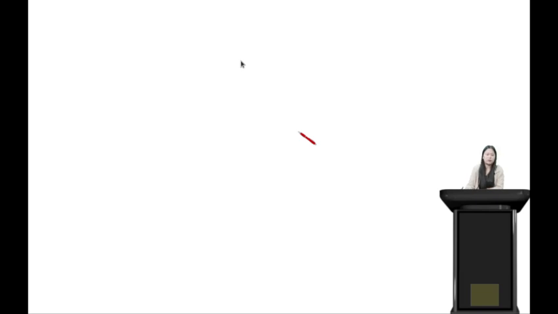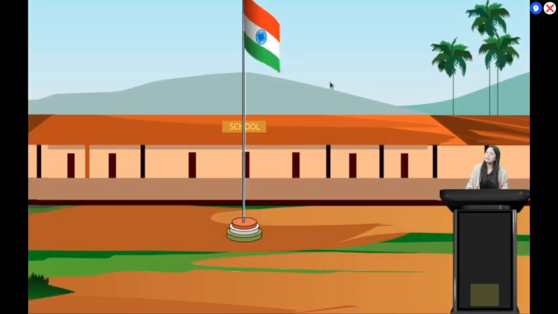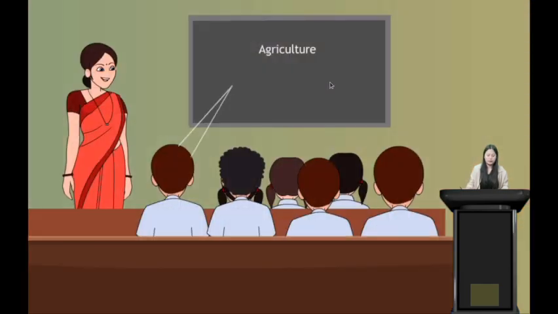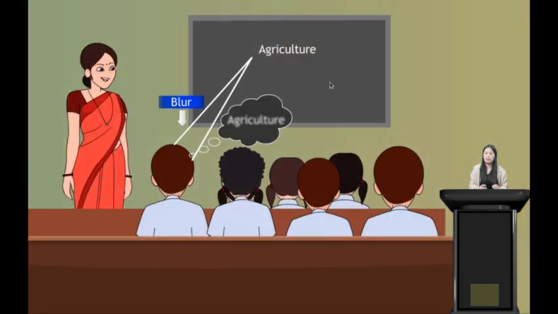So students, we will continue with the chapter light. In a previous class we have discussed the structure of our eyes. Here we see a school, and a teacher teaching about agriculture to the students. We see a number of students sitting inside the classroom.